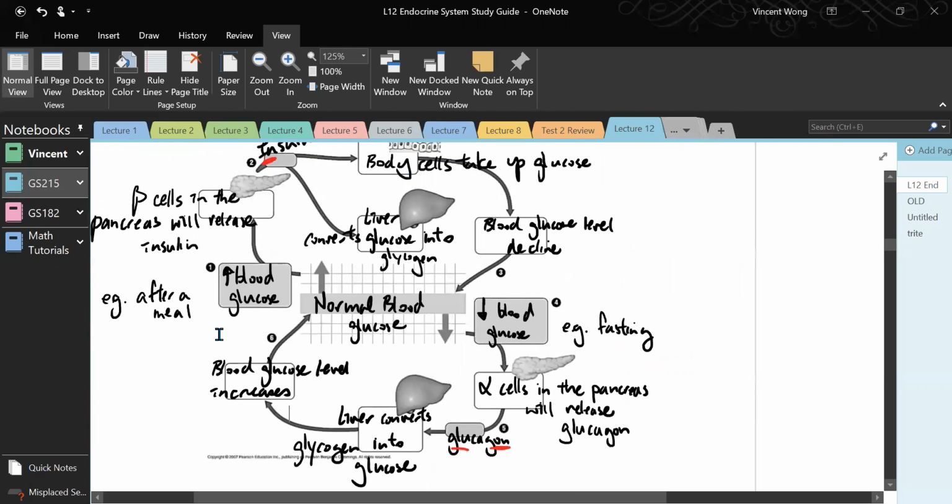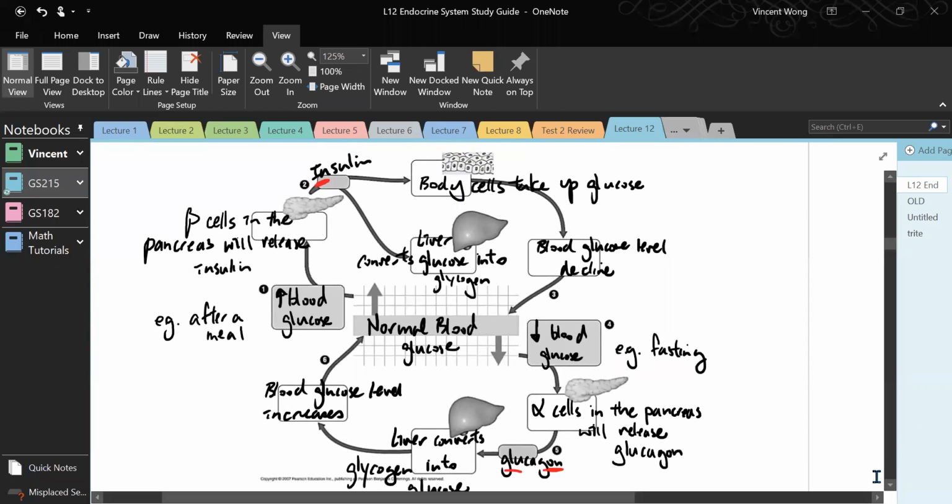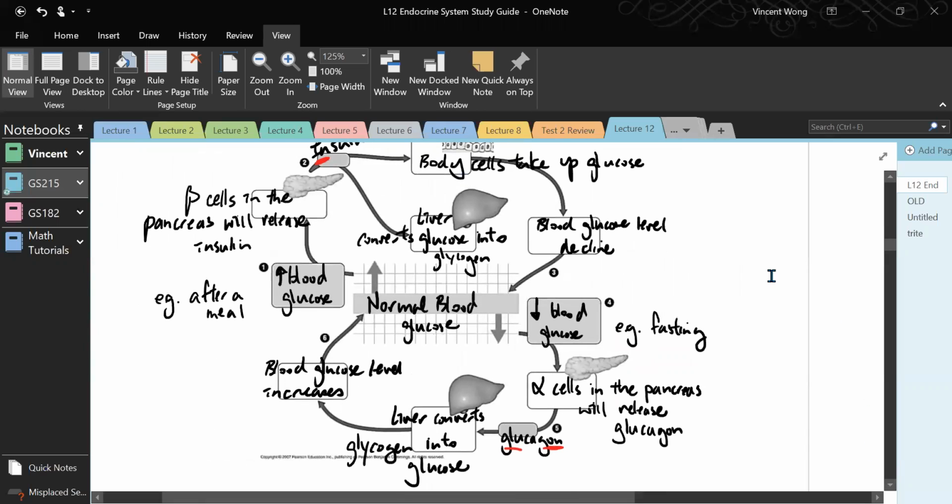All right, so there's your flow chart for glucose regulation. Take a picture if you need to. Ask questions if you have any.